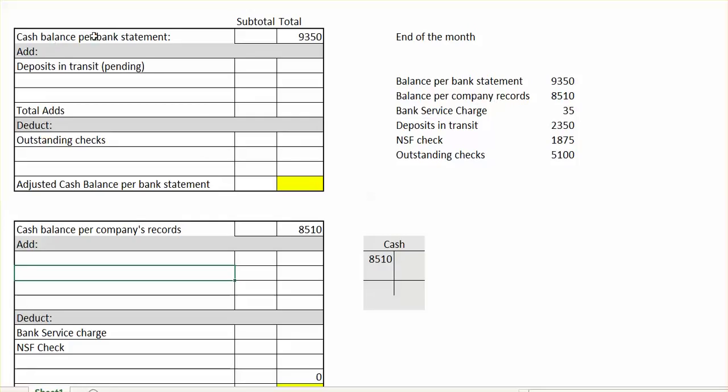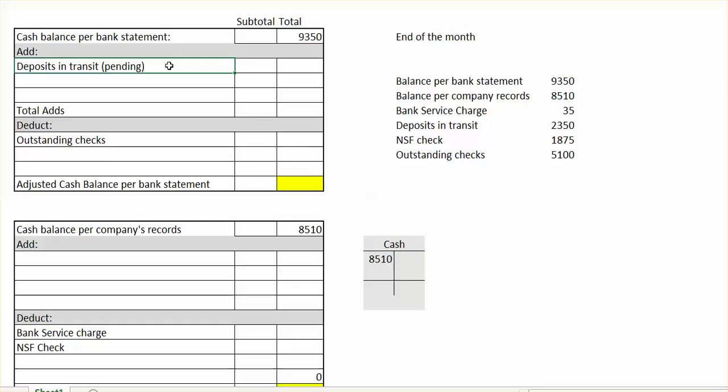When we're adjusting the balance per bank, the first thing we need to do is add any deposits in transit. Now I've added the word pending here because with internet banking you are aware of the word pending, and that means it hasn't gone through yet.